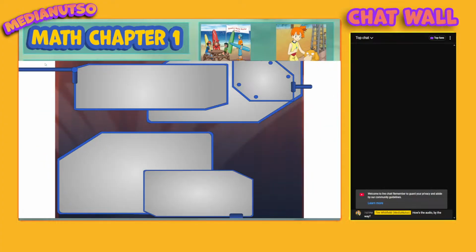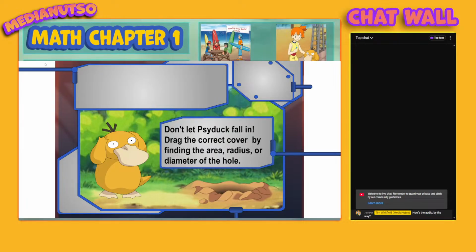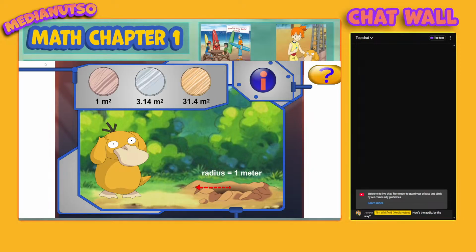You might need to use scratch paper or a calculator for this challenge. Psyduck needs help getting across this path. There are holes on the trail. Don't let Psyduck fall in. To fill in the hole, drag the correct circle to a hole by finding the area, radius, or diameter of the hole. Wrong circles just won't stay in place. Help Psyduck! Fill these holes with more circles.